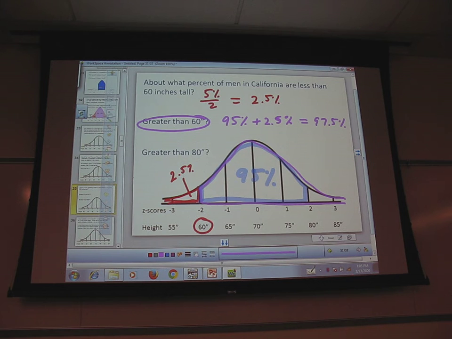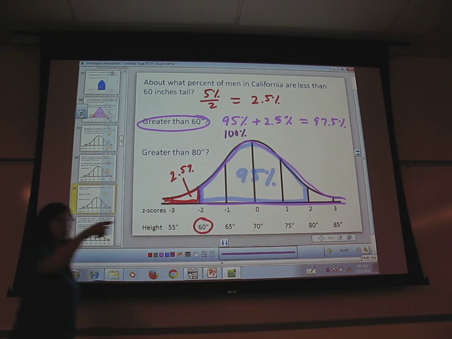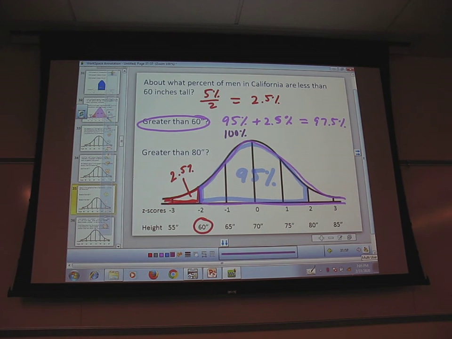Who found it a different way? There's another way of finding it. Just subtract the 2.5 from 100. Yeah, you can take 100%, the whole thing, because you know that this part, the red part plus the pink part, has to equal 1 or 100%. So you can take 100%, subtract off the 2.5%, and you'd get 97.5%. So there's two ways of finding that one. How about greater than 80 inches? This part over here, 2.5%.